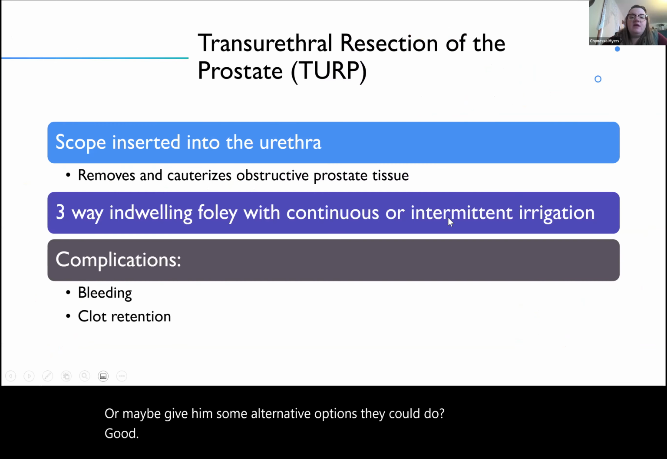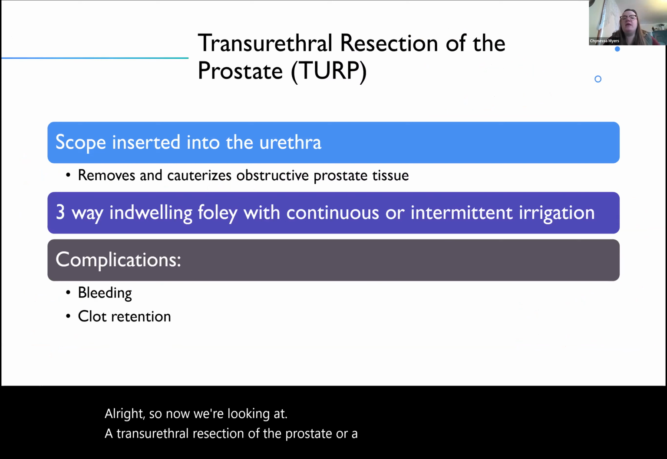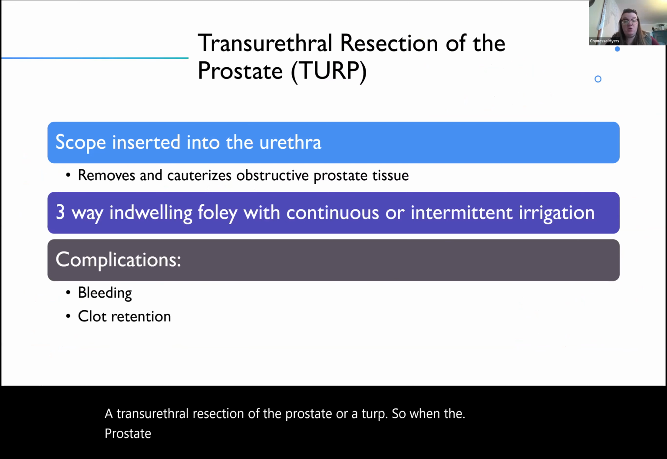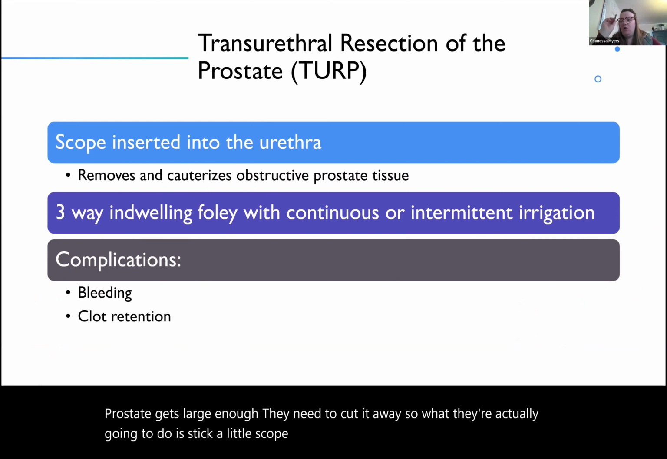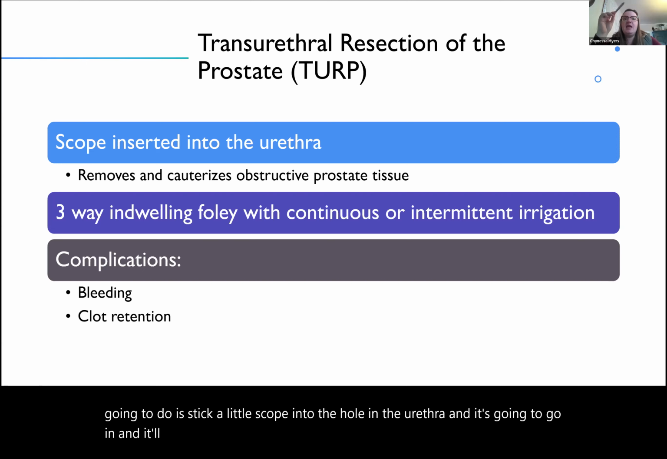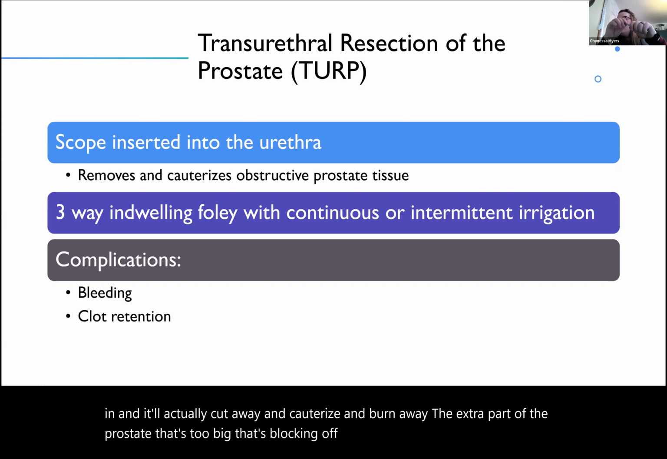All right, so now we're looking at a transurethral resection of the prostate, or a TURP. So when the prostate gets large enough, they need to cut it away. So what they're actually going to do is stick a little scope into the hole in the urethra, and it's going to go in and it'll actually cut away and cauterize and burn away the extra part of the prostate that's too big, that's blocking off the urethra. And so then after that, they'll put in a 3-way Foley.